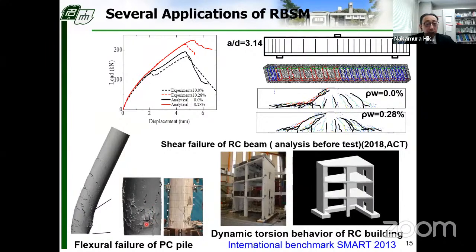This is the punching failure of a PC pile. It shows similar failure zone and failure behavior. And this is the dynamic behavior of an RC building, a very big scale structure.